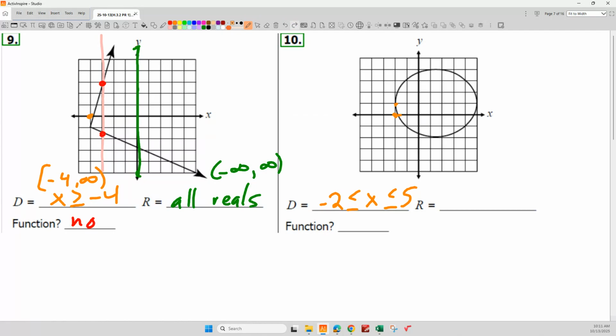Okay, so then it just would travel over and it would end at +5 where I'd also have a closed endpoint. How would I write that using interval notation, the domain? With brackets, good. Okay, what's the range?